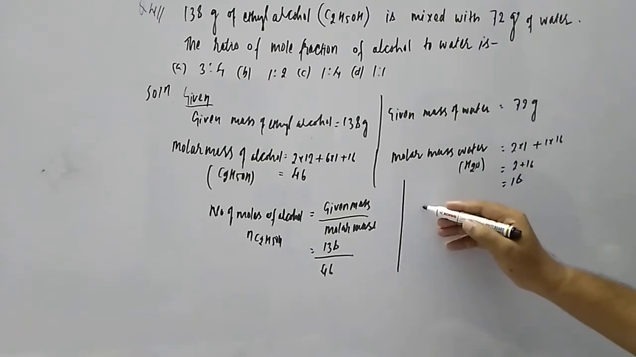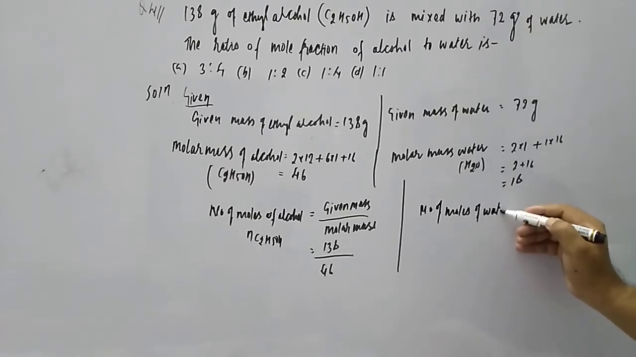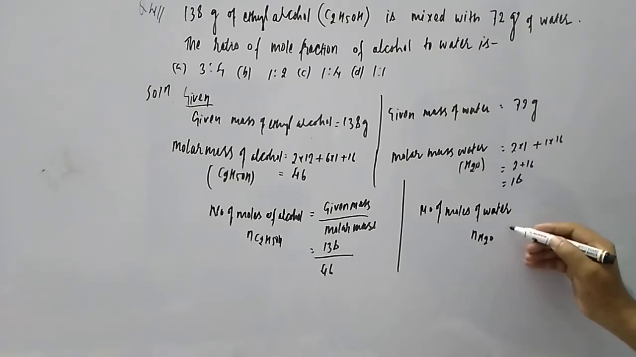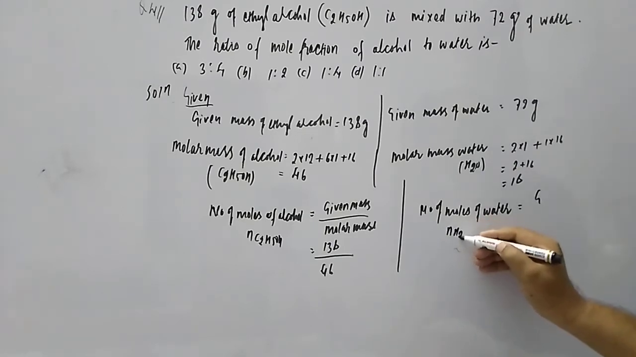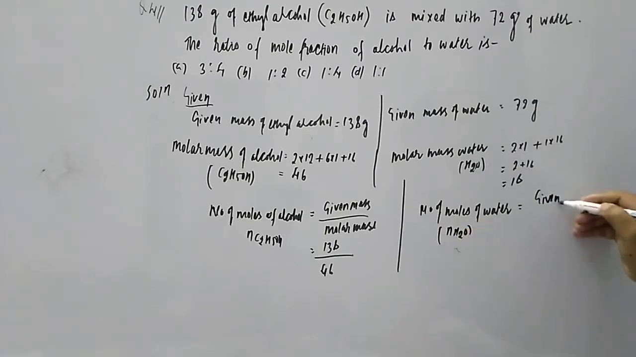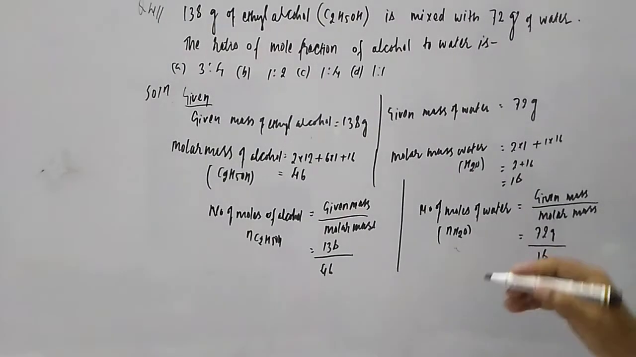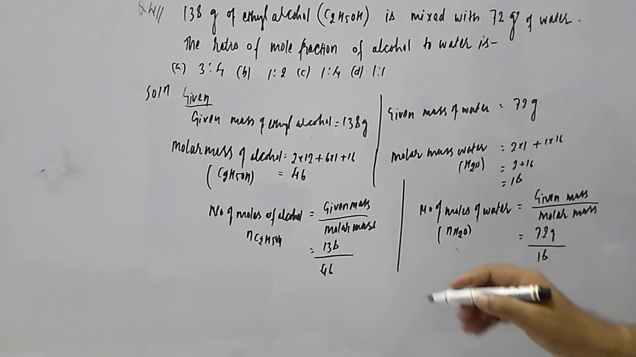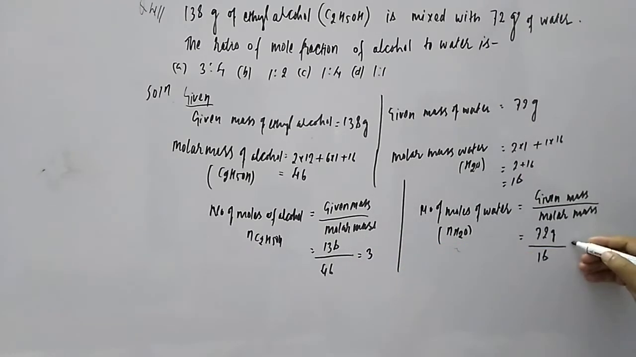Now number of moles of H2O. Moles of water, n of H2O, is equal to given mass upon molar mass. Given mass is 72 gram, molar mass is 18 gram. If you calculate it, 72 by 18 is coming 4 mole, and alcohol is coming 3 mole.